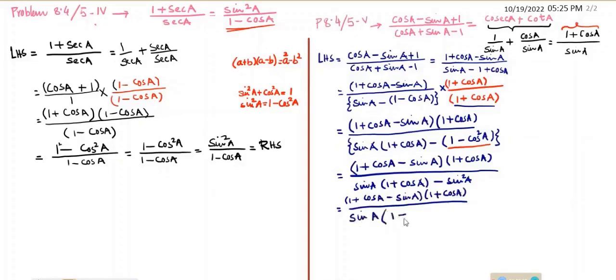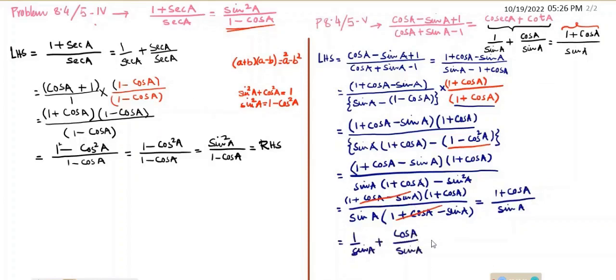Taking out the sin A from the denominator and cancelling out the common factor, we get (1 plus cos A) divided by sin A. It can be written in two parts, that is 1 over sin A plus cos A over sin A. The reciprocal of sin A is cosec A, and cos A divided by sin A is equal to cot A.